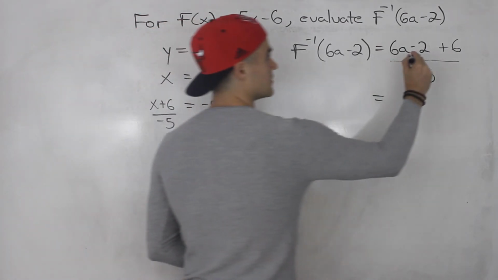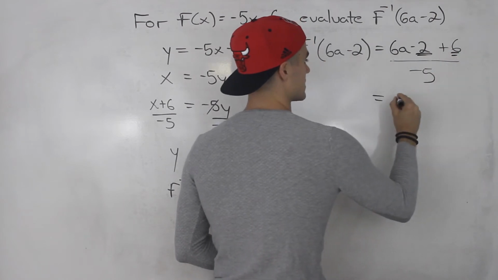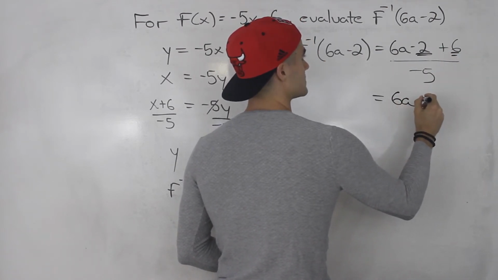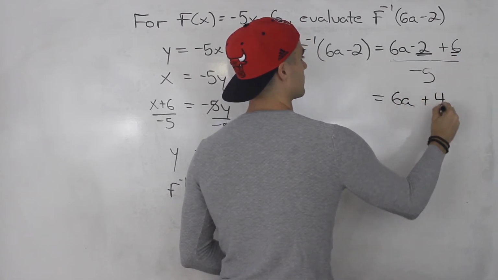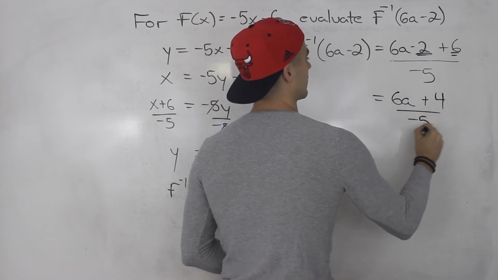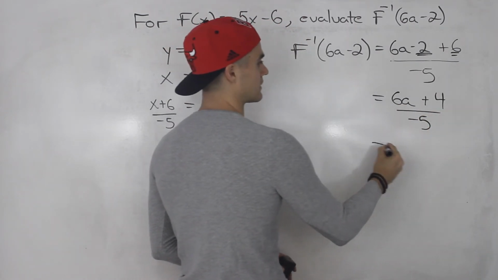And then notice minus 2 and plus 6, that simplifies to plus 4. And this is all over negative 5. So you could actually leave it like this if you want.